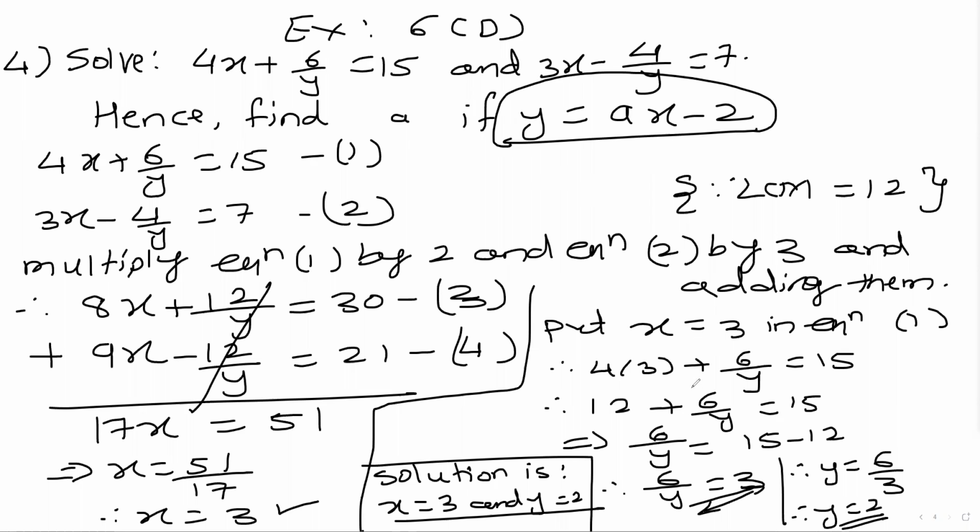So what we have to do is use this relationship and put the values of x and y into it and solve it. You'll get a linear equation in a. So we'll go to the next page. Put x is equal to 3 and y is equal to 2 in the equation.